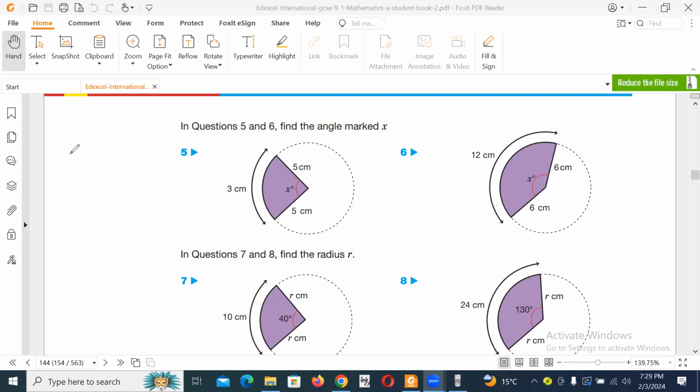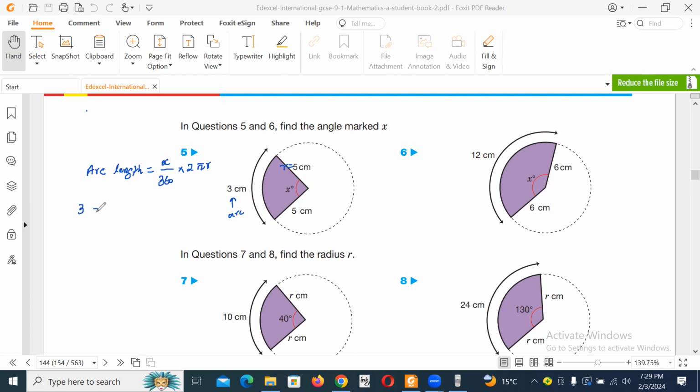Next, we have question number 5 and 6. Both have the same concept. They are looking for the angle x, and remember that for the angle x we can apply the arc length formula. We know that arc length is equal to x over 360 multiplied by 2 pi r, and remember that r is 5 and arc length is 3. This is the arc length.